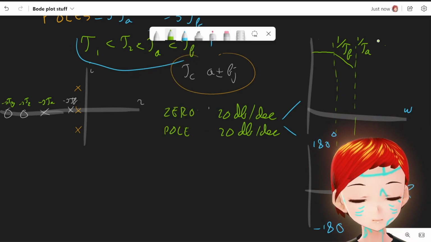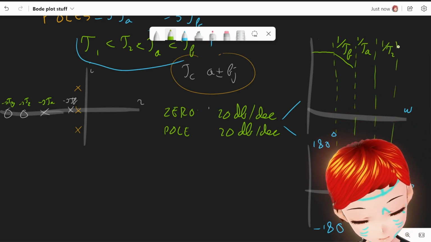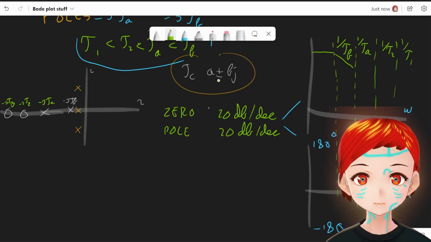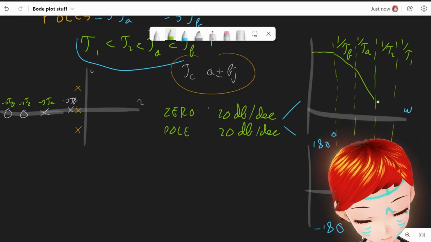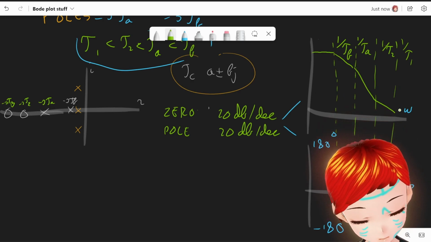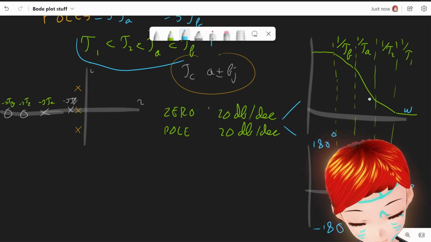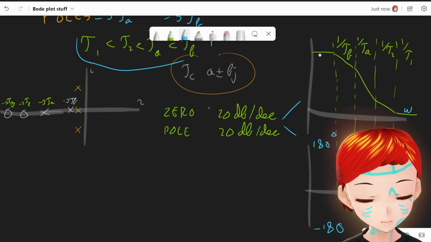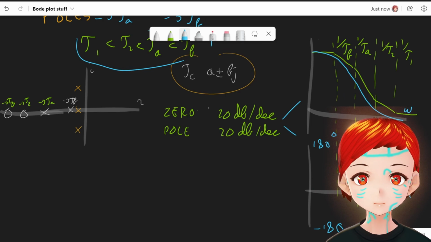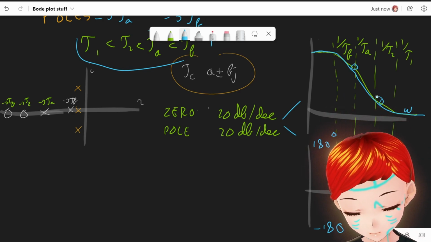And next up, followed by 1 over tau 2, and 1 over tau 1. When there's another pole, it is going to further decrease by 20 decibels more per decade. Then the zero will cause it to start going down less, and here it's flat once again. However, the actual plot itself isn't composed of straight lines. It's a smoother line through this, without any angles here and there.